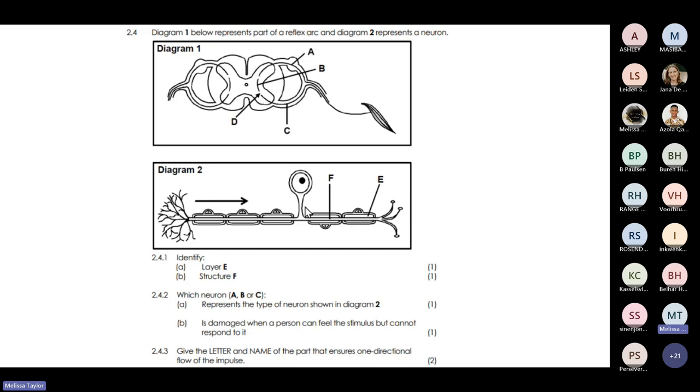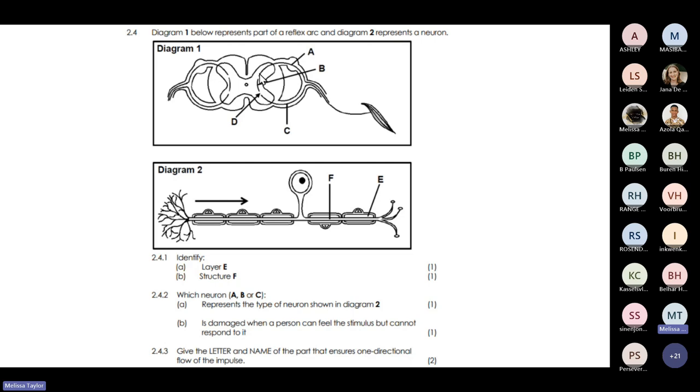Sorry. It's a sensory neuron, yes. But a sensory neuron here is going to be A, this one that comes in at the back. So it's A, or 242A. My apologies, I didn't read the question properly.